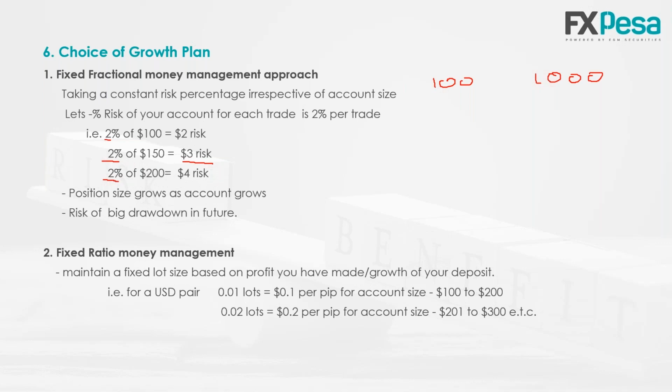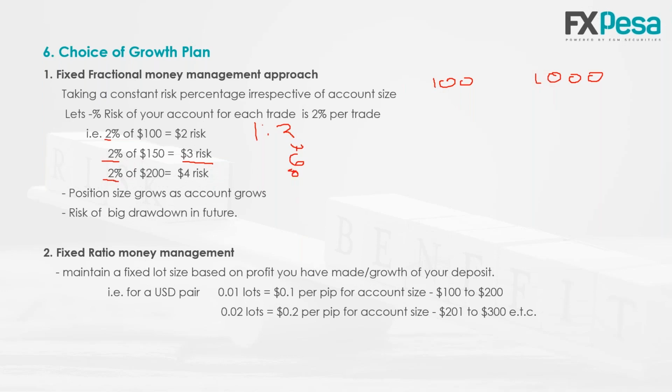So the position size grows as the account grows, because 2% of 150 is going to give you, if you are using maybe, for example, a 1:2 risk reward ratio, so if you're risking $2, you'll be targeting 4. If you're risking $3, you'll be targeting 6. If you're risking $4, you'll be targeting 8.